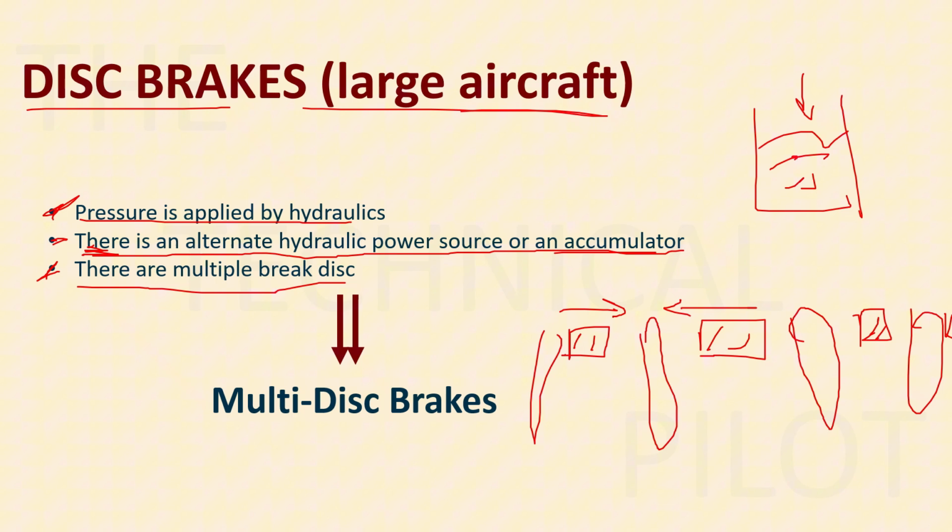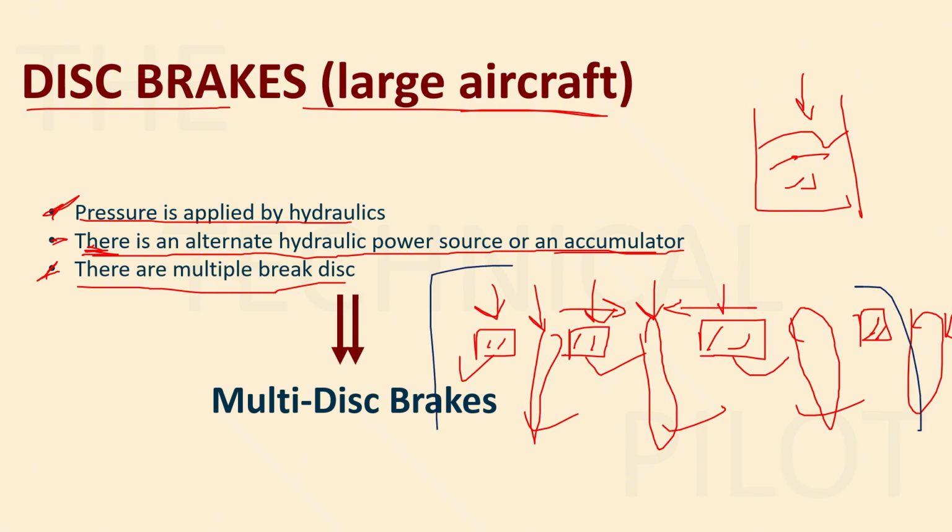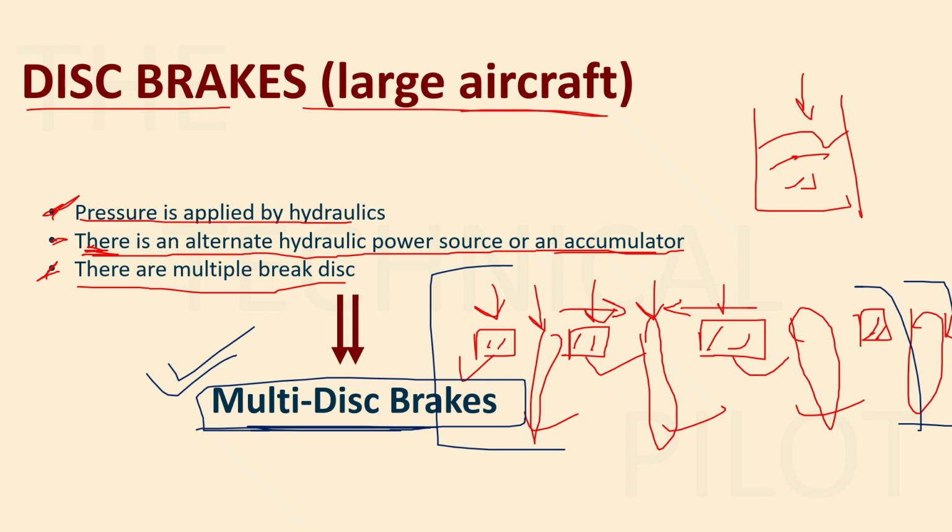Why do we do this? We do this for the sole purpose of heat dissipation. As I already mentioned, heat dissipation is a very big problem, right? So we add multiple of these friction pads and moving plates. So we have pads, plate, pads, plate, pads, plate, like this. And since we have multiple brake plates, that's why we call the system multi-disc brakes. So in modern aircraft, if someone asks you what system we use, just tell them we use multi-disc brakes.